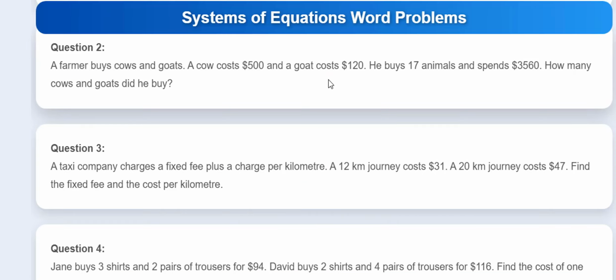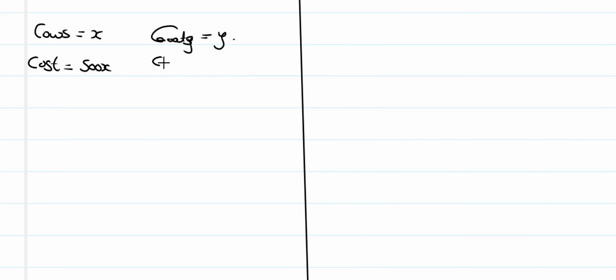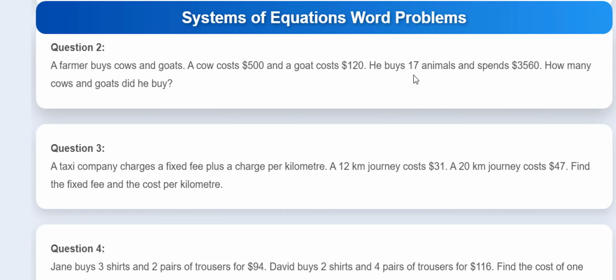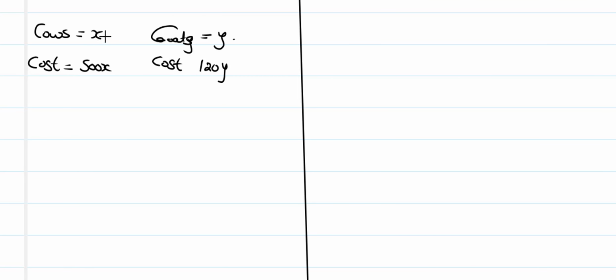And then again, you are told, and a goat costs $120. So the same for goats, it becomes $120 multiplied by the total goats bought, which will now be 120y. Then we are told from there, he buys 70 animals. So if you buy 70 animals, and we already know he bought x cows plus y goats, the total of these should be 70. This becomes our first equation.